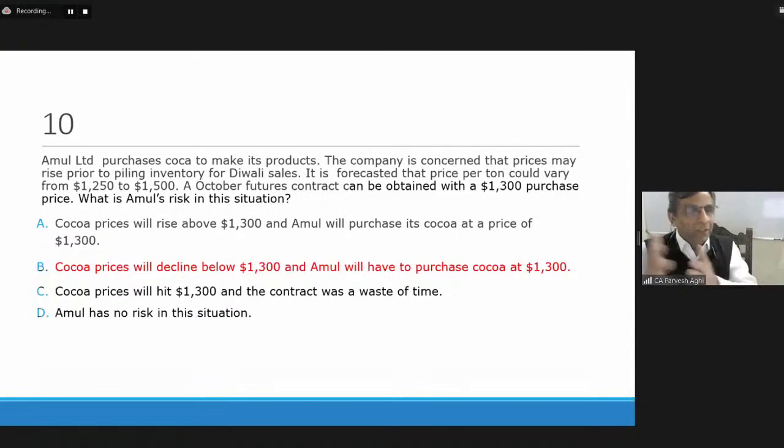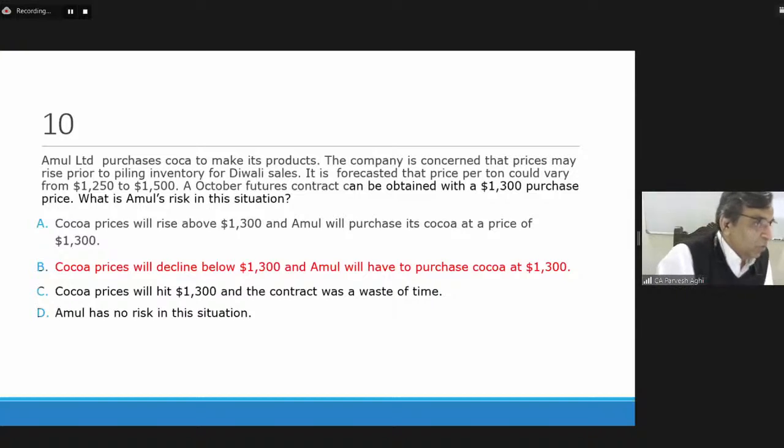The cocoa price has gone up above 1,300, but Amul will purchase at 1,300. It's okay, he is fine. But that is not a risk. The risk is the cocoa price will decline below 1,300 and he still has to purchase at 1,300. Cocoa price will hit 1,300 and the contract was a waste of time. So that is not right. Amul has no risk? No, Amul has a risk because if the price goes to say $1,000, he has to still purchase at 1,300, isn't it? So that's the risk.